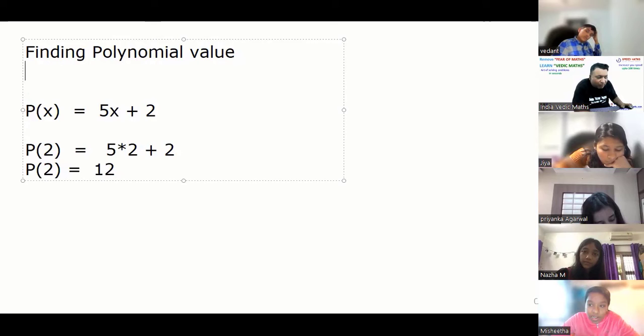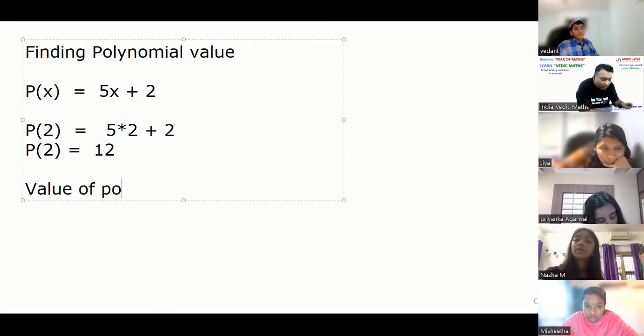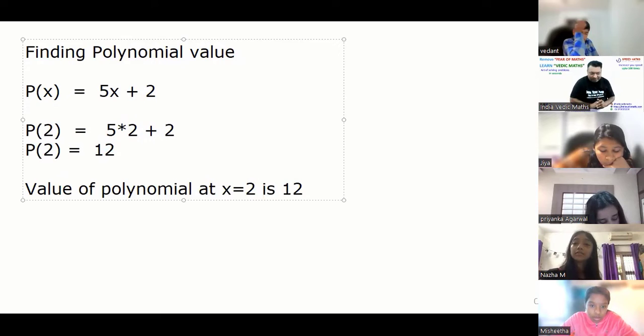So the polynomial is equal to 12. So if you substitute, you can say that is the meaning: the value of the polynomial at x equal to 2 is 12. That is the meaning. Sir, I did not understand.